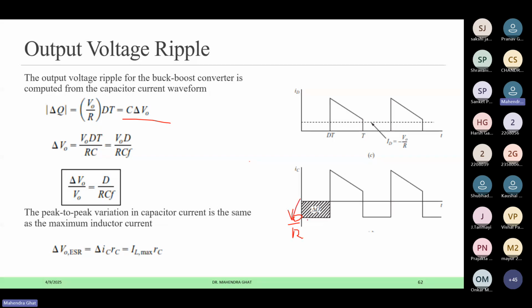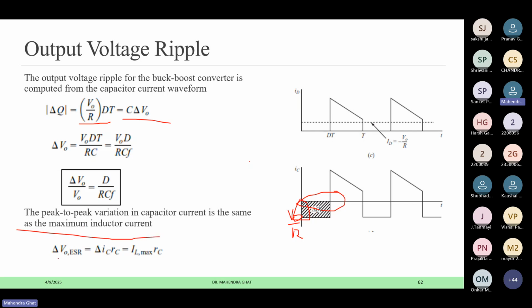This is the VO by R, and this is nothing but the dt. So if we multiply this to get the delta Q, because this is a rectangle and delta Q is the area under the curve, we have VO by R into length into width, which is VO by R into dt. If we simplify, you will get delta VO by VO equal to d by RCf. So the peak to peak variation in the capacitor current is the same as the maximum inductor current.